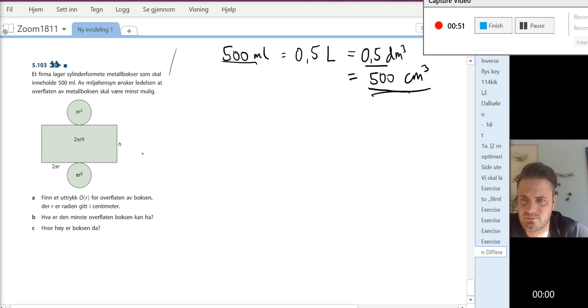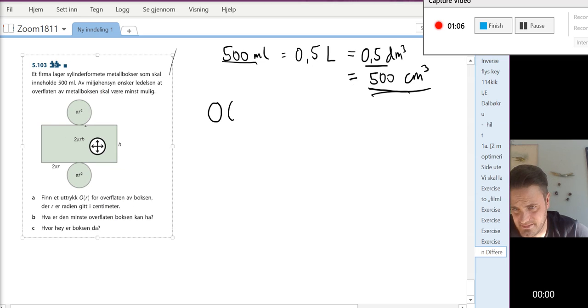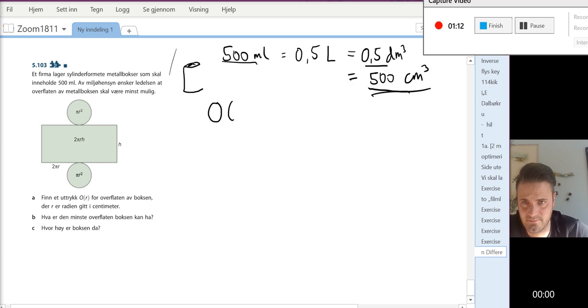So, but what do you say here? We want to find an expression for the overflate, which means the area of the metal thing here. We have the top and the bottom, and if we fold this rectangle, we get something. We have a top here, which is made of metal. We have a bottom, which is made of metal, and we have this around the cylinder. That's the rectangle here, if you fold it like that. So we want to find an expression O of R.